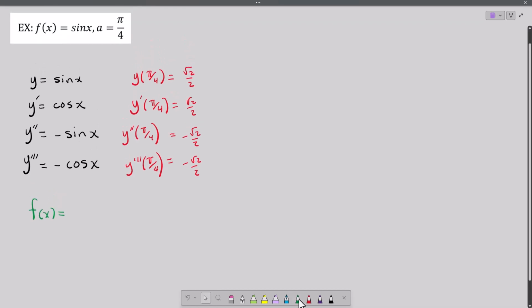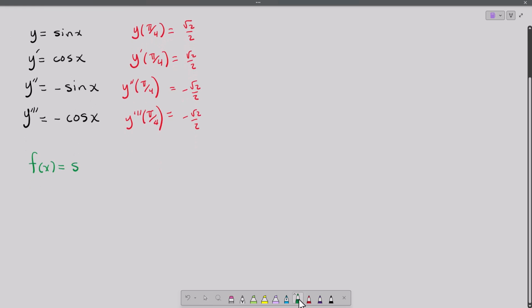So our function, which is sine of x, is actually equal to the series square root of 2 over 2 plus square root of 2 over 2 times x minus pi divided by 4. So that's the tangent line. The tangent line is the value of the function plus the slope of the function times x minus the shift.